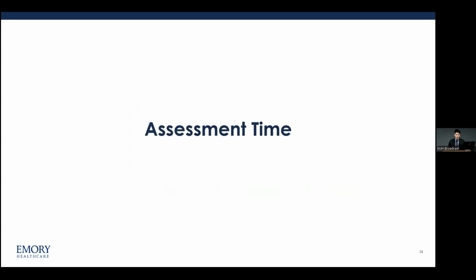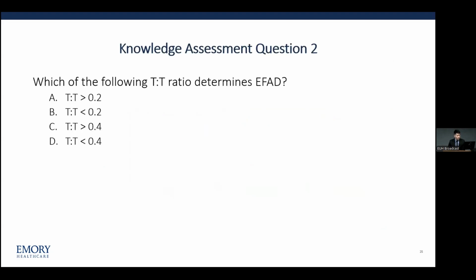Okay, this brings us to the second assessment question. Which of the following T-to-T ratio would determine essential fatty acid deficiency? Is it when T-to-T is greater than 0.2, or T-to-T is less than 0.2, or is it when T-to-T is greater than 0.4, or is it less than 0.4? Our virtual participants, please type out your answer when you're ready.